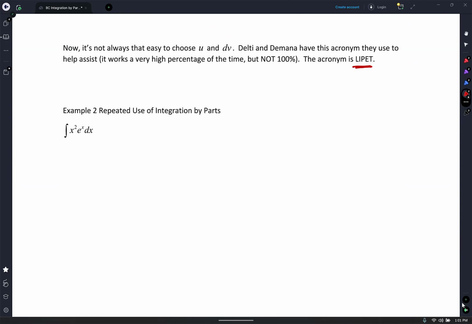The acronym is LIPIT. It's also in your textbooks, but we don't use textbooks. Delta Math also uses LIPIT as the acronym, so they probably took it from the Demana textbooks. So LIPIT stands for this.